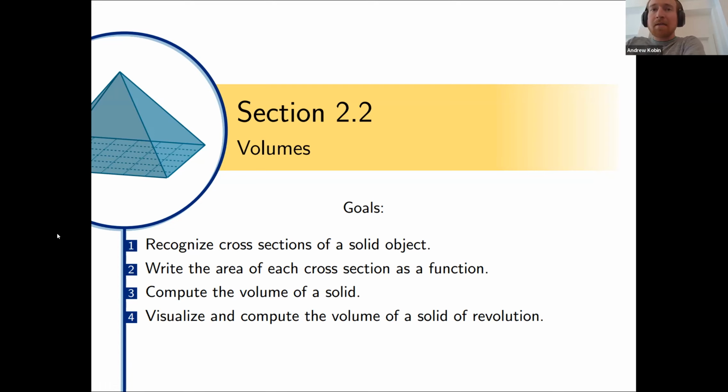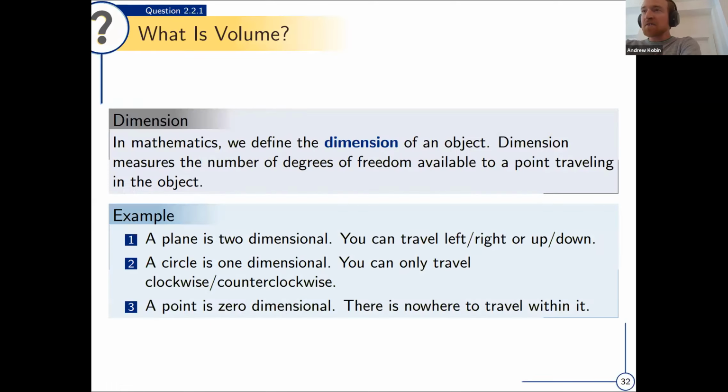So let's jump right in, and first talk about what volume is. We've been doing area so far in this class, in our one lecture so far. Volume is a similar notion, and I want to set this up in a way that can generalize to even higher dimensions if we need that eventually.